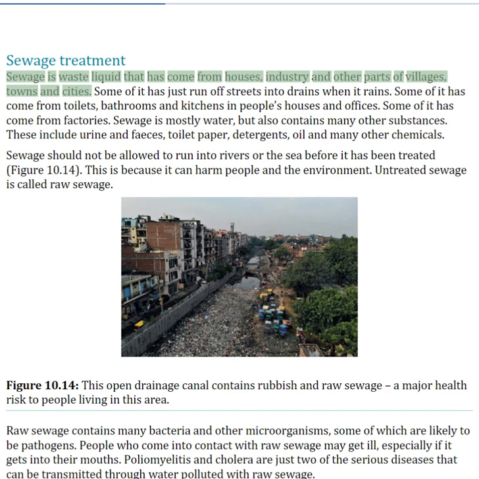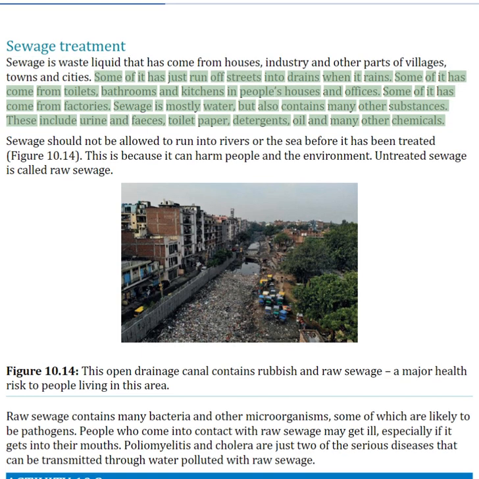Sewage treatment. Sewage is waste liquid that has come from houses, industry, and other parts of villages, towns, and cities. Some of it has just run off streets into drains when it rains. Some of it has come from toilets, bathrooms, and kitchens in people's houses and offices. Some of it has come from factories. Sewage is mostly water, but also contains many other substances. These include urine and feces, toilet paper, detergents, oil, and many other chemicals.